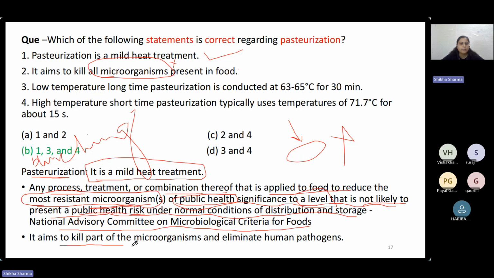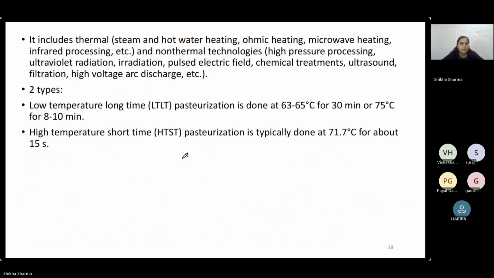So it aims to kill part of the microorganisms and eliminate human pathogens, not all microorganisms. Then it includes thermal treatments like steam, hot water, heating, ohmic heating, microwave heating, infrared heating, and also non-thermal ones like high pressure processing, ultraviolet radiation, irradiation, pulsed electric field, chemical treatments, ultrasound, filtration, high voltage, arc discharge, etc.